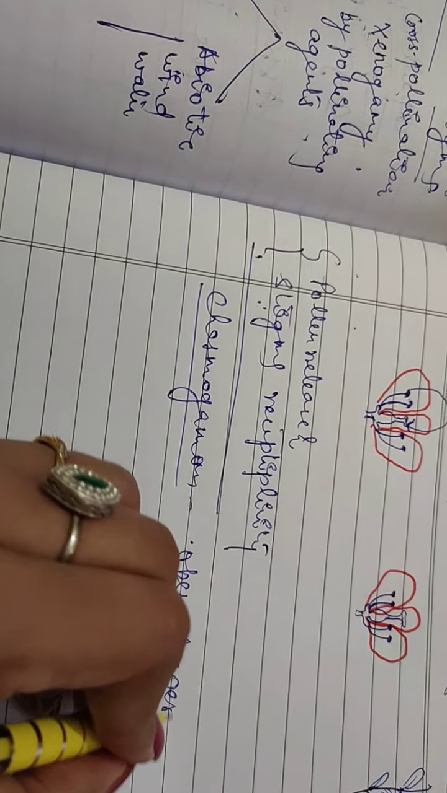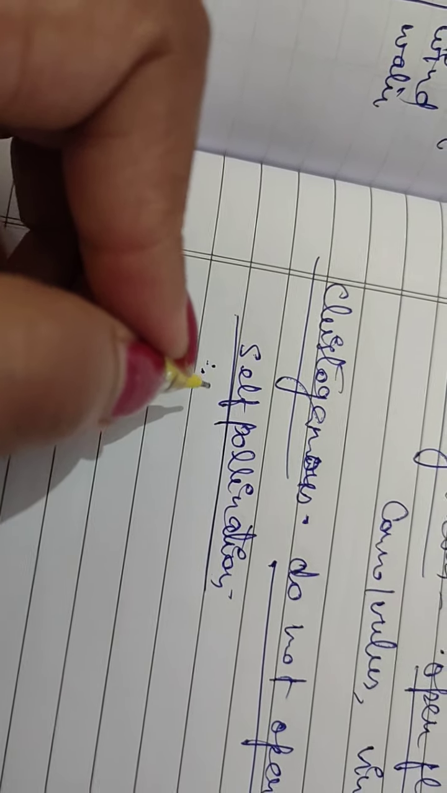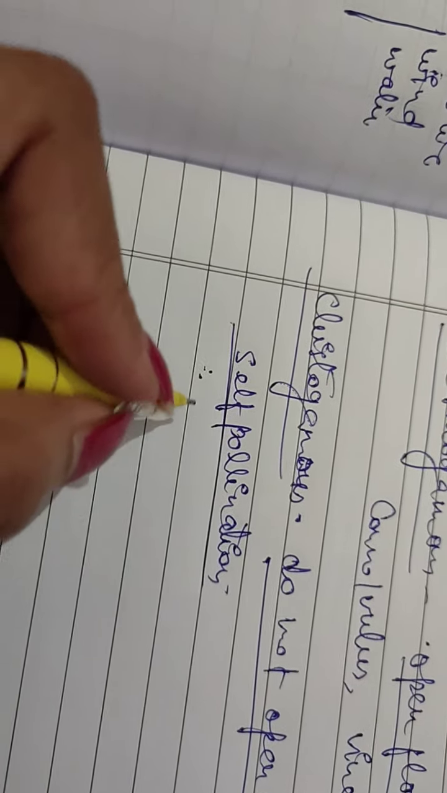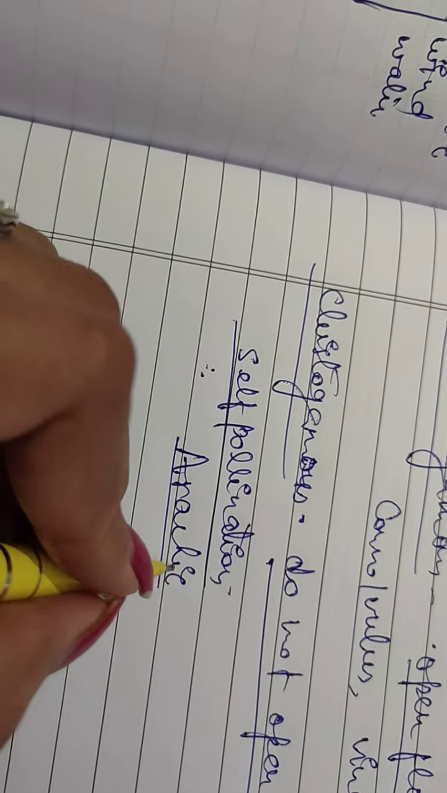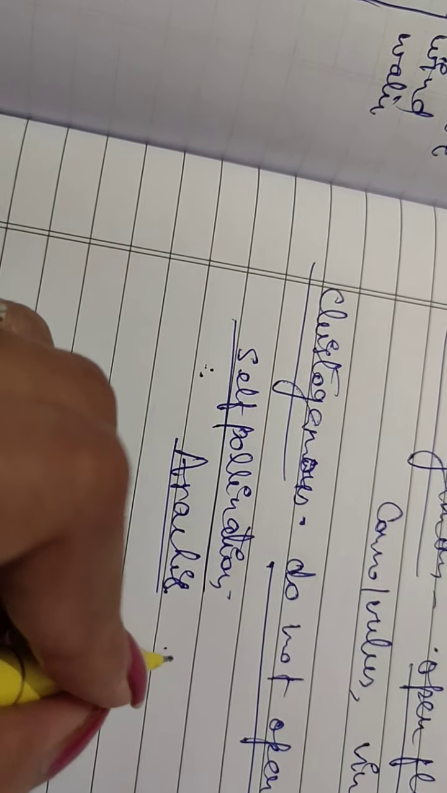It also ensures seed set even in the absence of pollination, because stigma and anthers are in very close proximity, so there is no need for any external pollination to occur. Even if there is no pollination, seed set occurs. An example is Arachis hypogaea, also known as groundnut, and also Commelina bengalensis, as I showed you in the diagram.